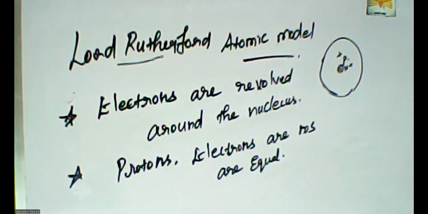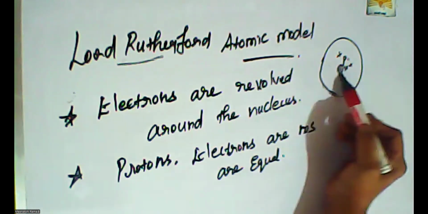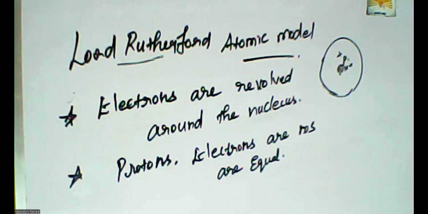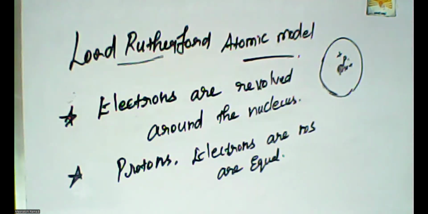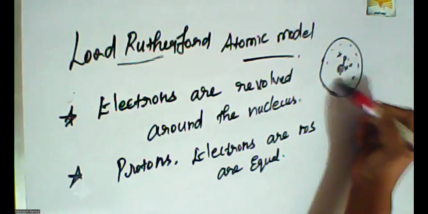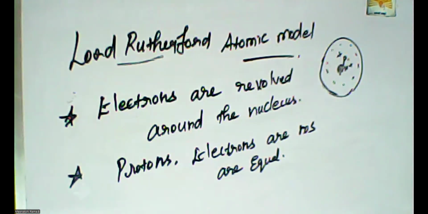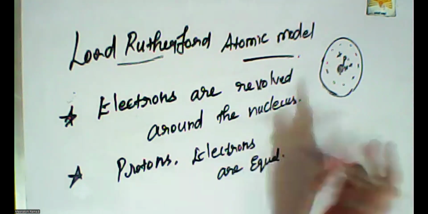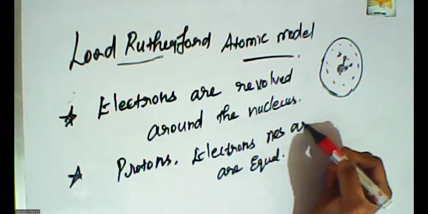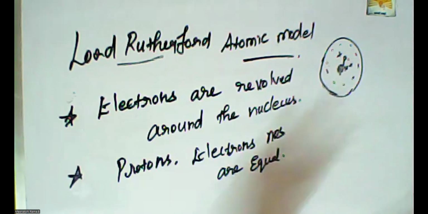So the first one is, atom contains large empty space, and the positive charge at the mass center of the atom is known as the nucleus, and the size of the nucleus is very small compared to the atom size. The electrons revolve around the nucleus, and the atom is electrically neutral because the protons and electrons numbers are equal. So it is electrically neutral.